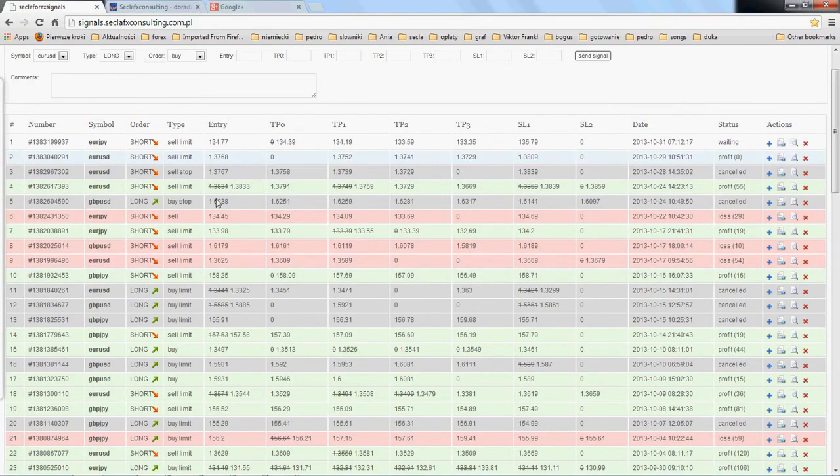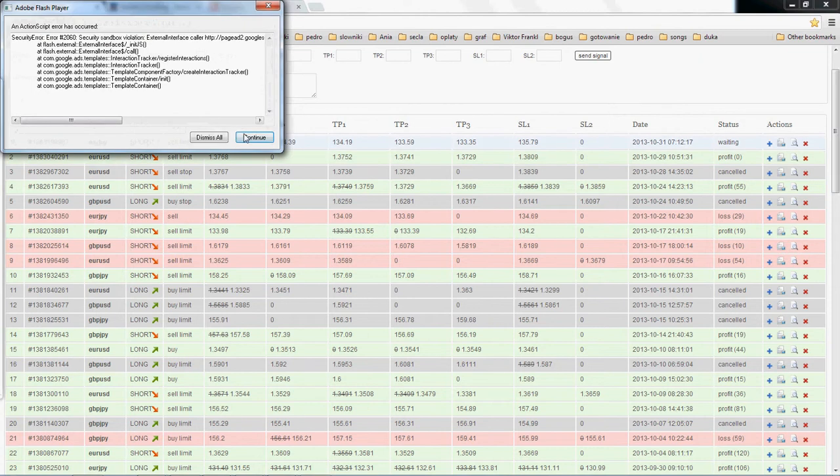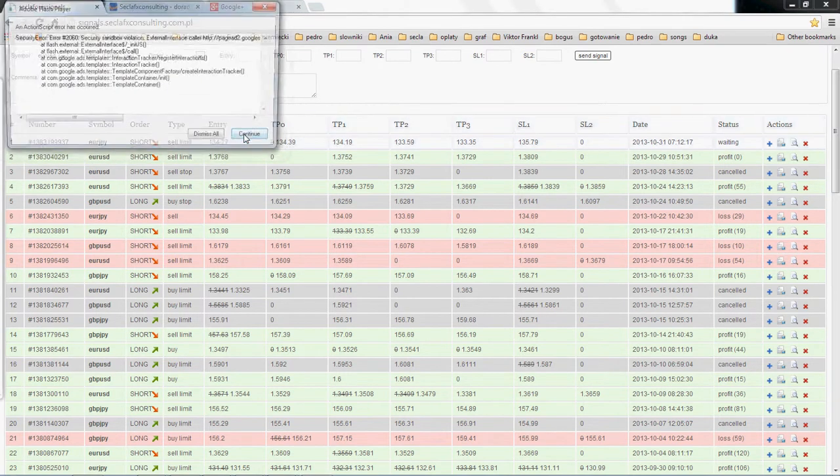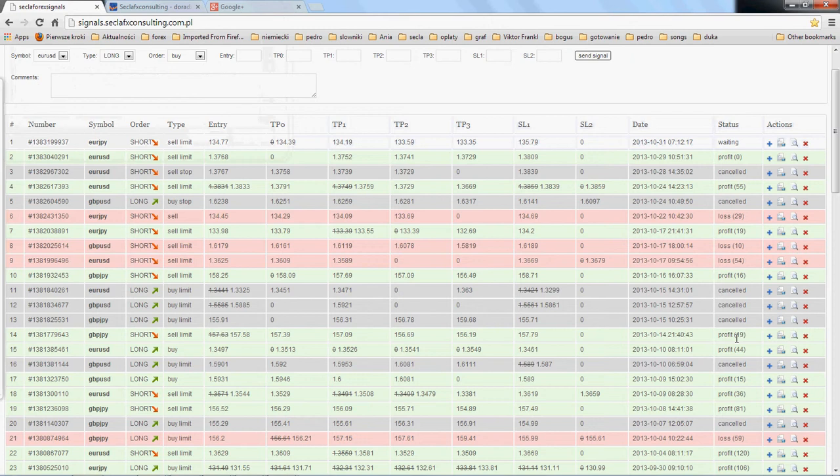This table shows all the positions, all the signals I've sent to my subscribers. So there were 23, today is the 23rd position sent for the Euro Japanese yen, but there were more than 20 positions, and 4 of them were lost positions.